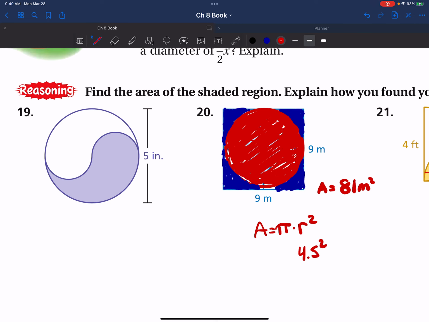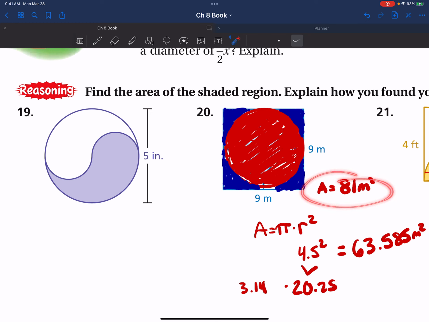Oops. 4.5 times 4.5, or 4.5 squared, is 20.25. Now we're going to take that and times it by pi. Okay, so the area of the whole circle is 63.585 meters squared. Okay, so now this is the area of the whole square, including the circle. This is the area of the red circle. I want to find just the blue parts, which means I need to take this minus this.